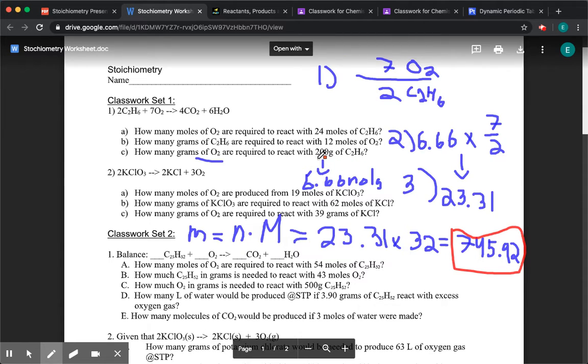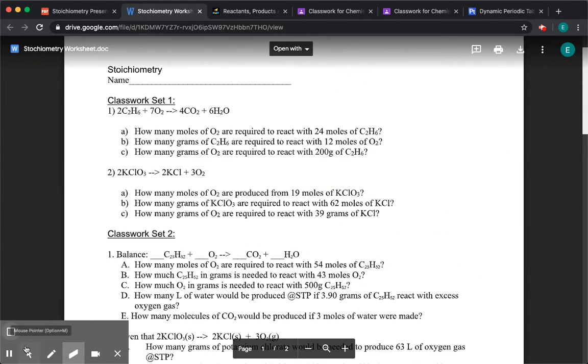So in this case, for part C, we started with 200 grams. First thing we did was convert that to moles. So 200 grams of this chemical is equal to 6.6 moles of it. We divided by 30 because that's the molar mass. That's where this came from. And then the rest is the same: your ratio, multiply it out, and convert to grams at the end. That's the gist of this entire section.